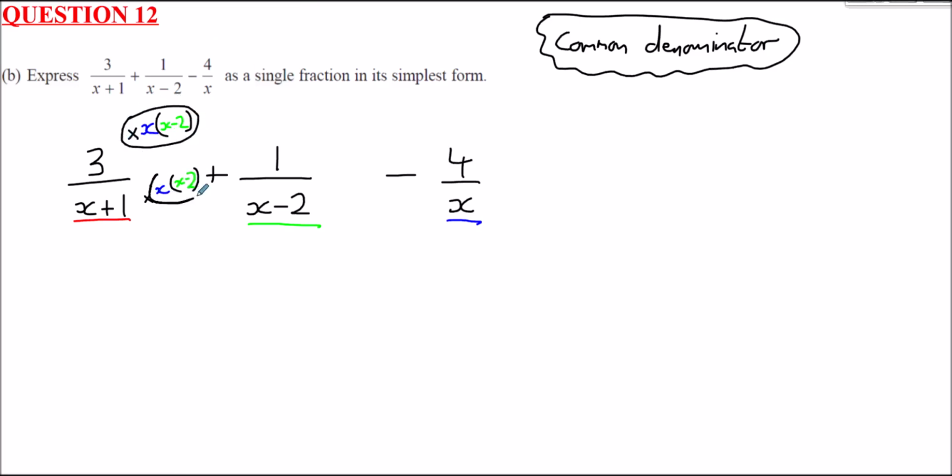The second fraction, similar idea. On the second fraction, we're going to multiply both top and bottom by x plus 1 and this x. So we're going to times by x on top, and then x plus 1. And the same on the bottom. So multiply by x and x plus 1. Finally, same idea for this last fraction. We can multiply both top and bottom of this 4 over x by x plus 1 and by the x minus 2.